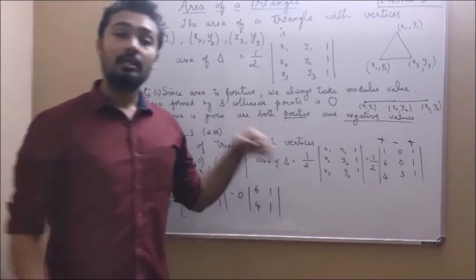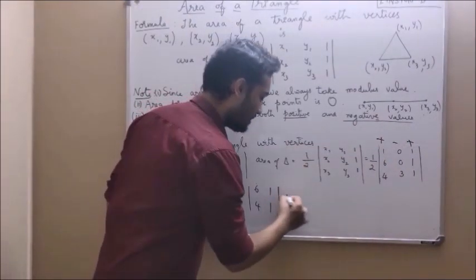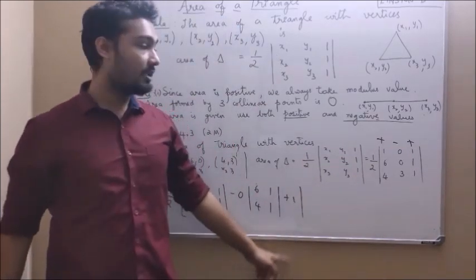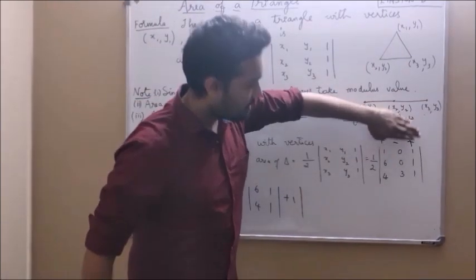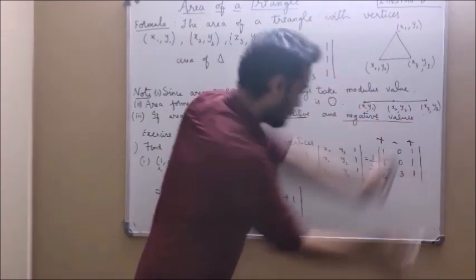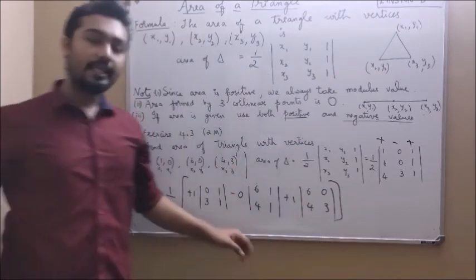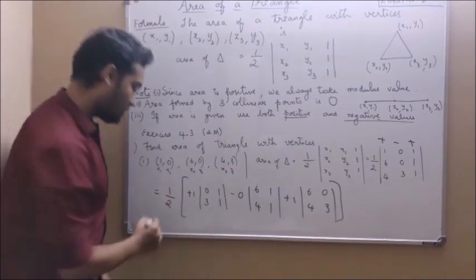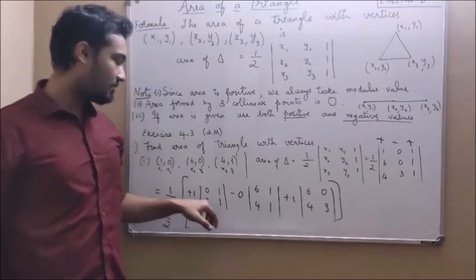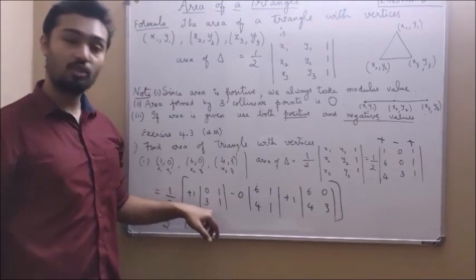Next, in the row, the third element is plus 1. Which determinant should I take? I have to cover the row containing 1 and the column containing 1. So what remains? 6, 0, 4, 3. Take the determinant. Next, take the determinant here. So this is equal to half. What is the determinant here? 1 into 0 into 1, 0, 0 minus 3.